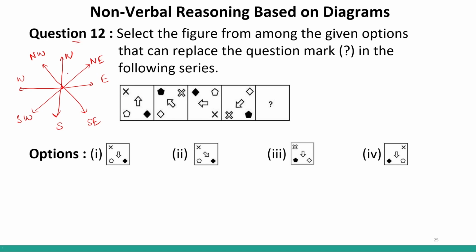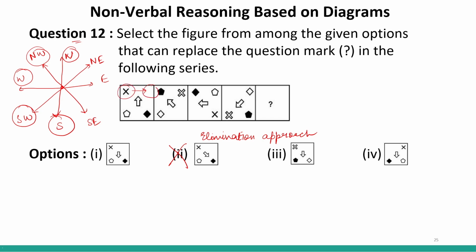Now if you look at the arrow, it is first at north, then at northwest, then at west, then at southwest. So clearly the arrow will be facing southward. So option number 2 is eliminated. This is the elimination approach. Correct? Now, if I look at the cross, I can see this cross is filled.